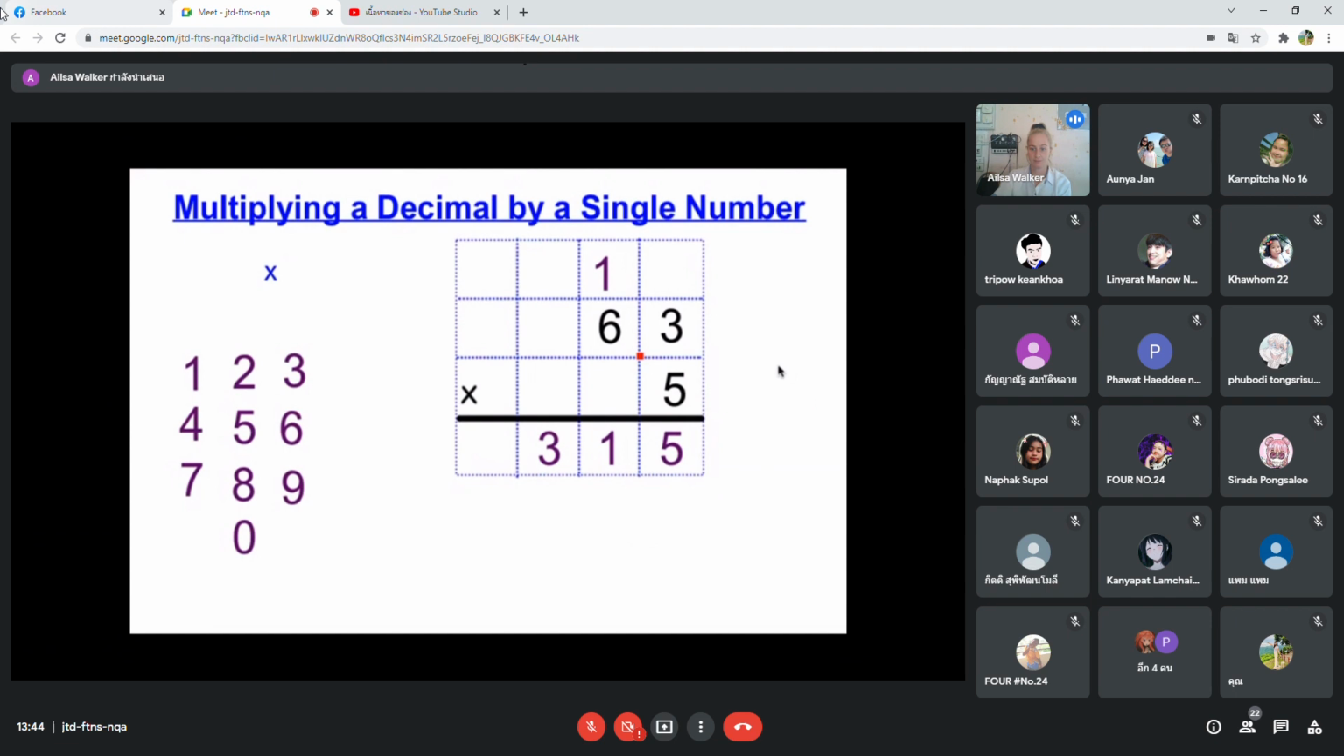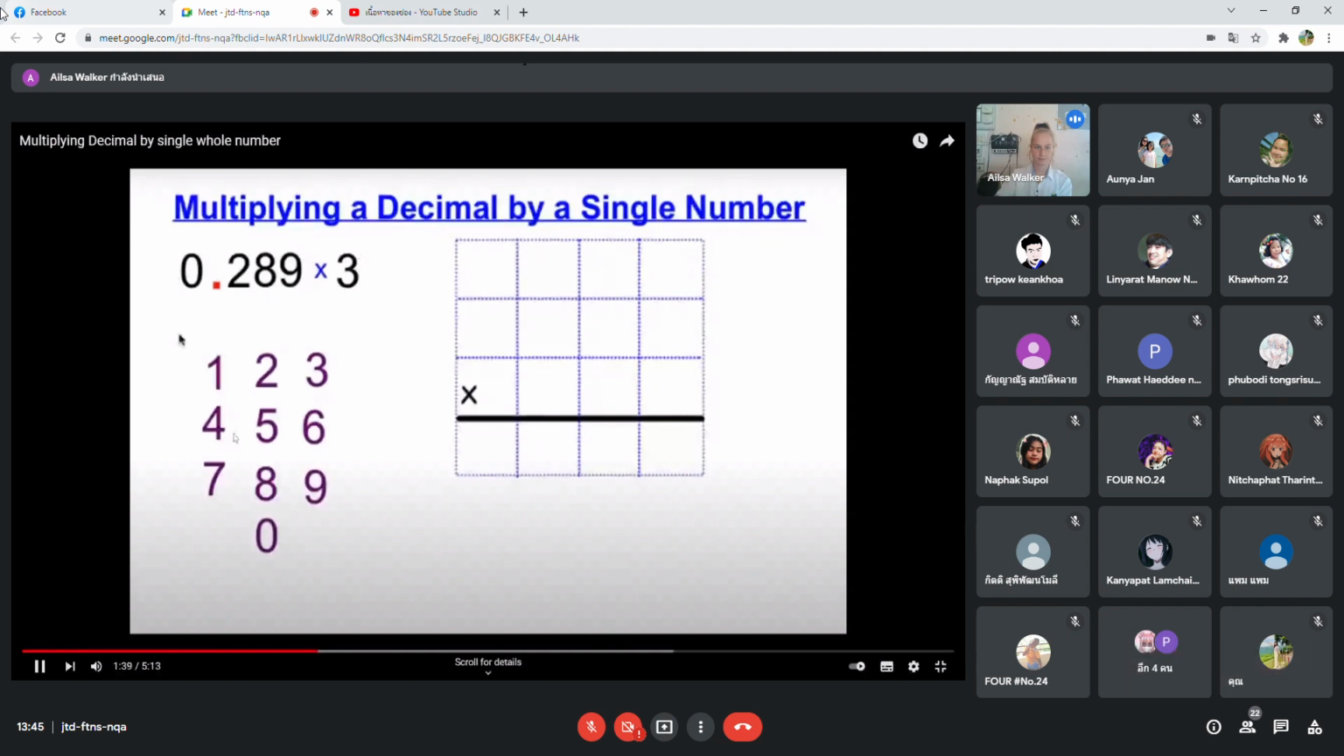We need to go back into the math problem and figure out where the decimal is. The decimal exists 1 unit to the left of the 3. So in my answer, I start at the end of the problem, and I'm going to go 1 unit left. So we've gone 1 unit here as well. So the answer is 31 and 5/10. Let's try another one.